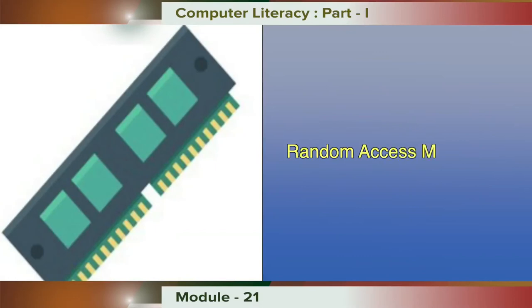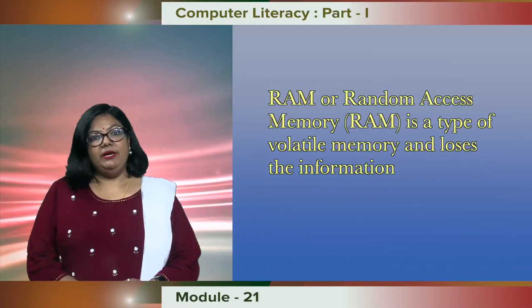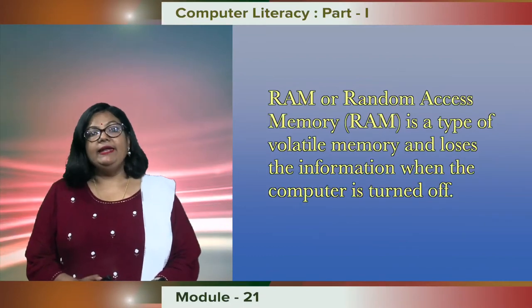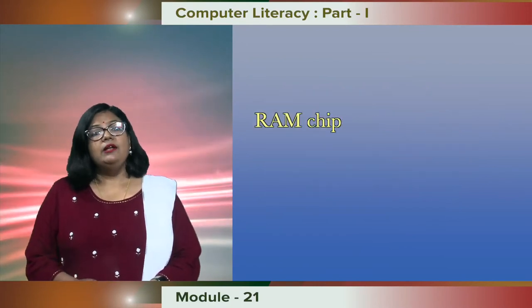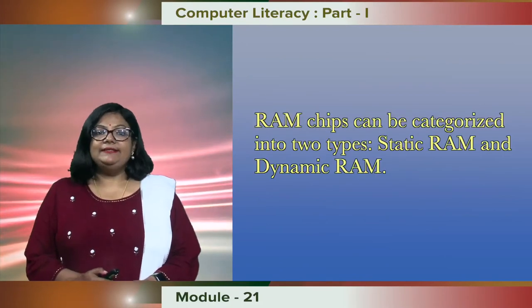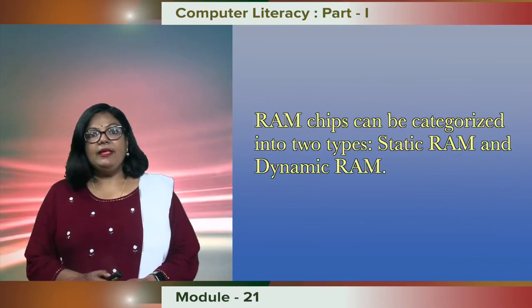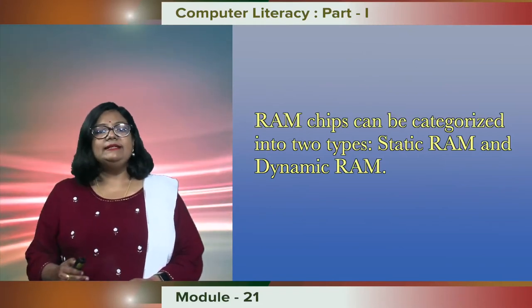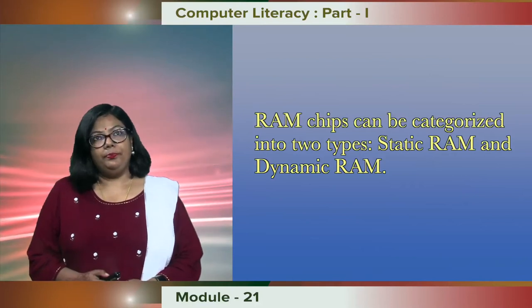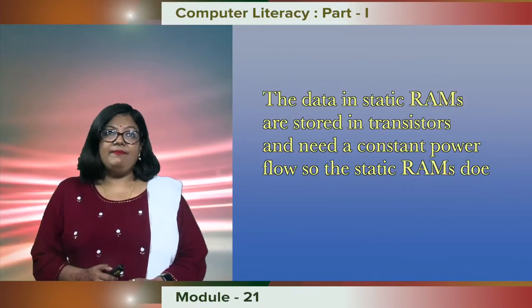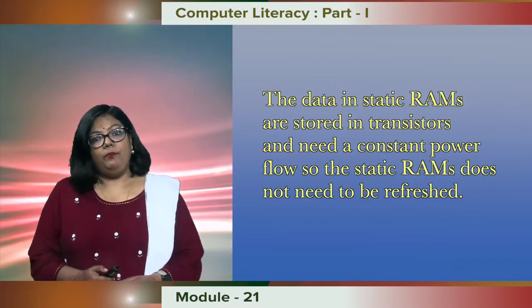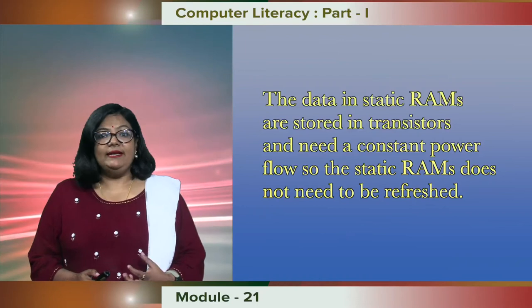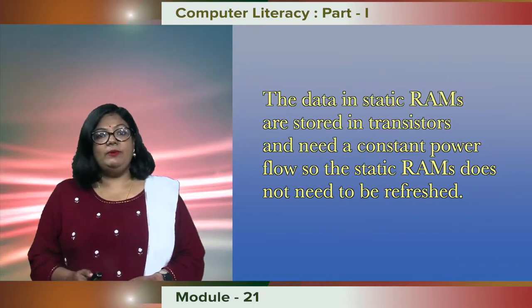Now let us look at the RAM, or the random access memory. So random access memory is a type of volatile memory and it loses its information when the computer is turned off. Now RAM chips can be categorized into two types, static RAM and dynamic RAM. Let us look at the difference between these two. The data in static RAMs is stored in transistors and hence they need a constant power flow. And since the power is constant, the static RAMs do not need to be refreshed.